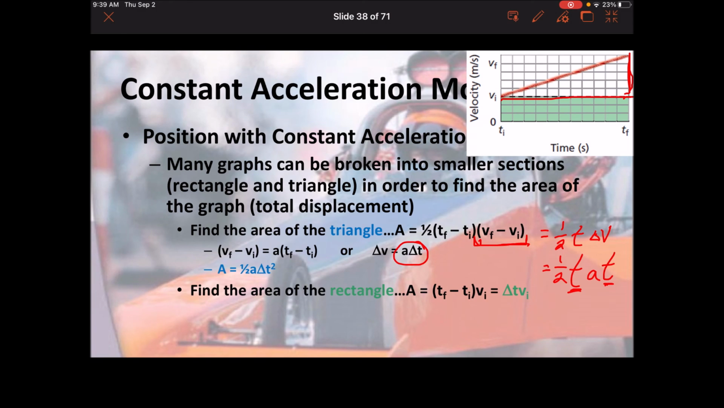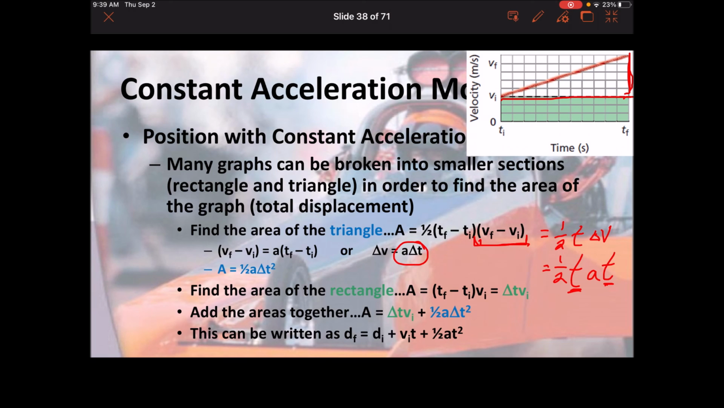To find the area of the rectangle, that would just simply be base times height. Again, the base is my change in time, my height is change in velocity, and so when I work that out, I have delta t times my initial velocity, because it didn't change at all. Combining these two together gives me the area: the change in time times the velocity plus 1/2 acceleration times the change in time squared. When I simplify that down, since the area is giving me the distance, then my final distance is equal to whatever my initial distance is, plus my initial velocity times time, plus 1/2 a t squared. This formula right here is one of your basic formulas that you have in Chapter 3, and we will use it a lot. But this is how it was derived, all of this.